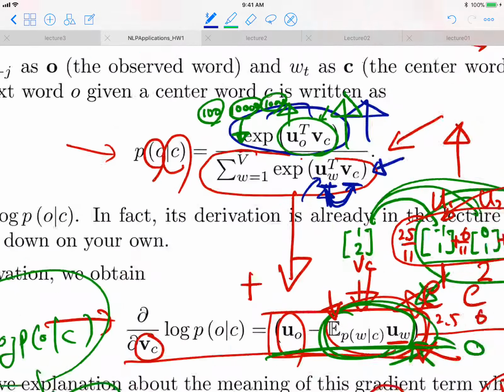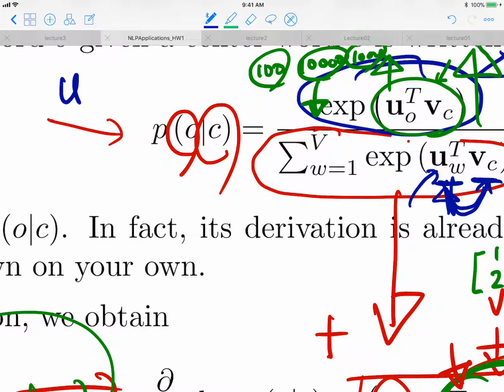Yeah, here it is. U2 transpose V2. So this is the inner product that we would do in the previous case. But if we set them as the same vector, it will be this: the inner product of the same vector, right?